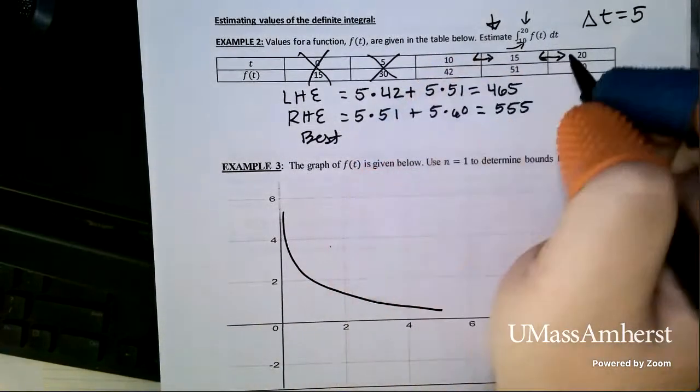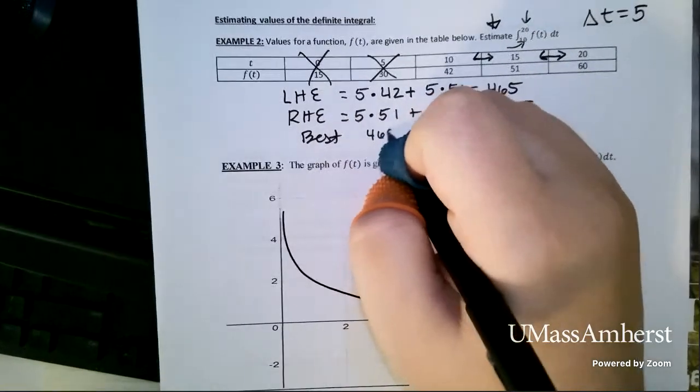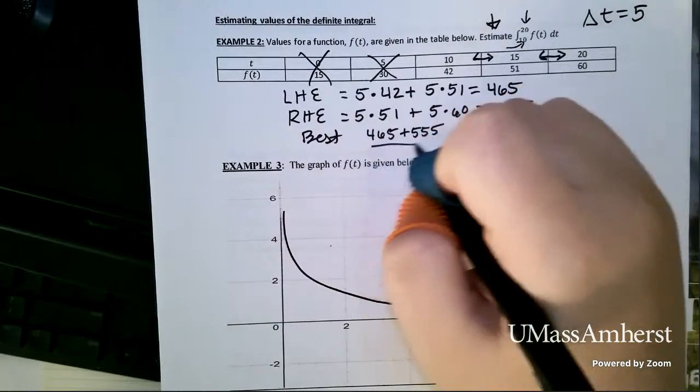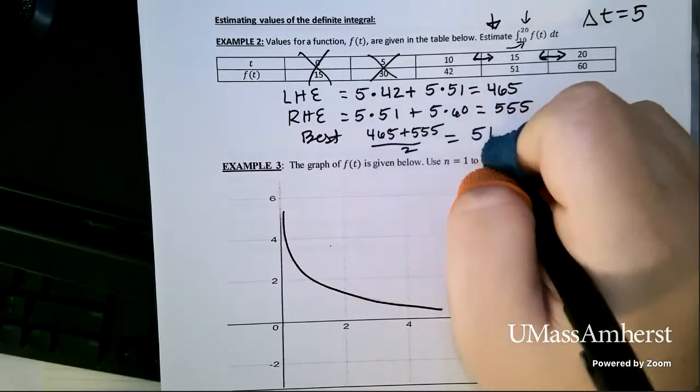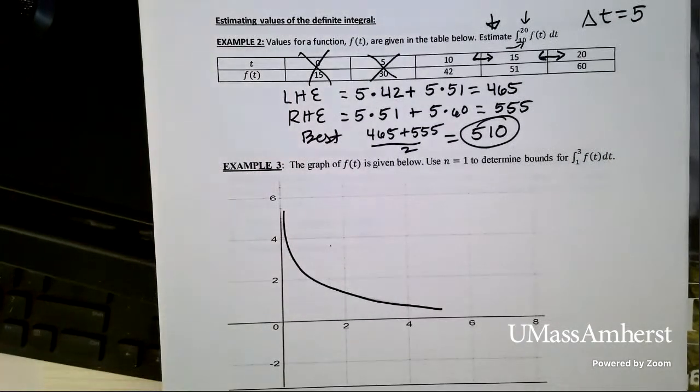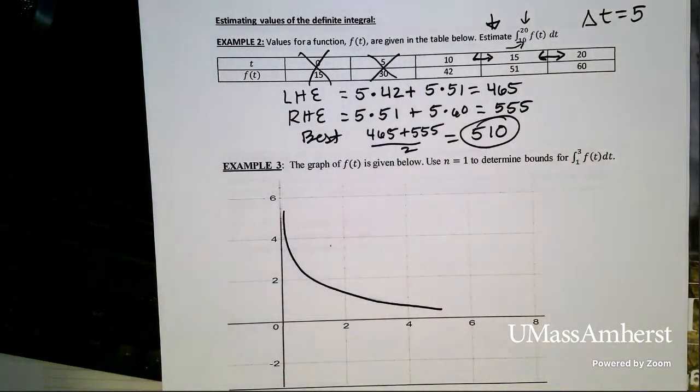Now, if I want to do a best estimate, I need to average those two numbers. And that gives me 510. So again, even though I see the integral, that is not what I'm going to be using as my tools to answer this problem. Okay.